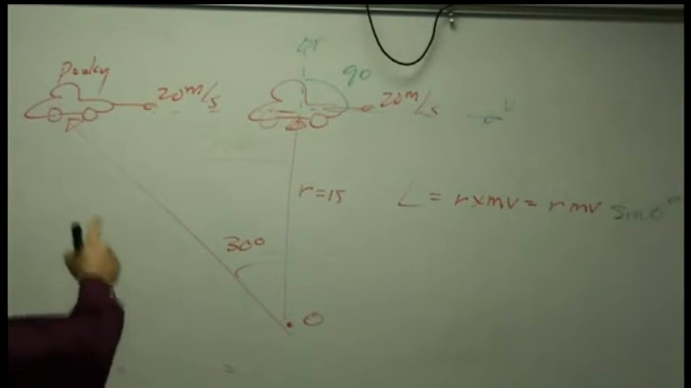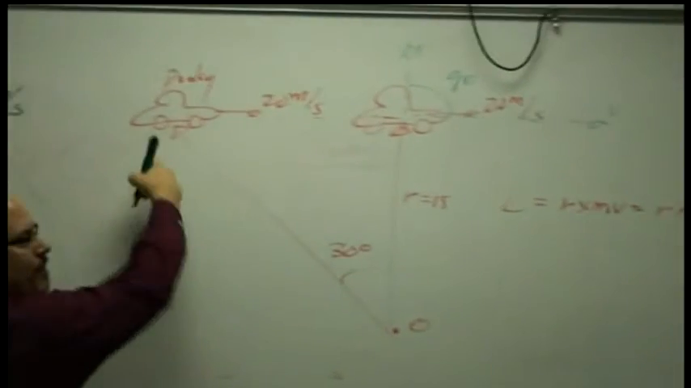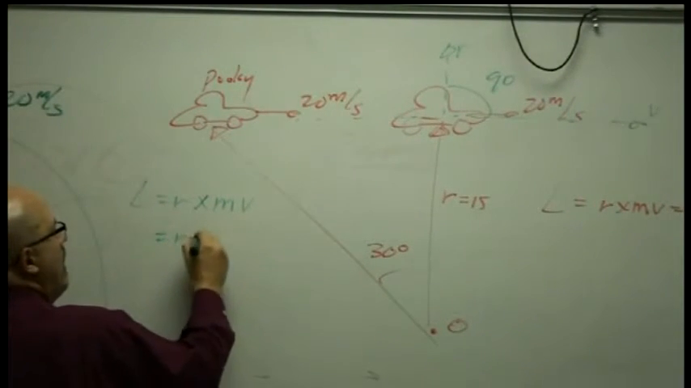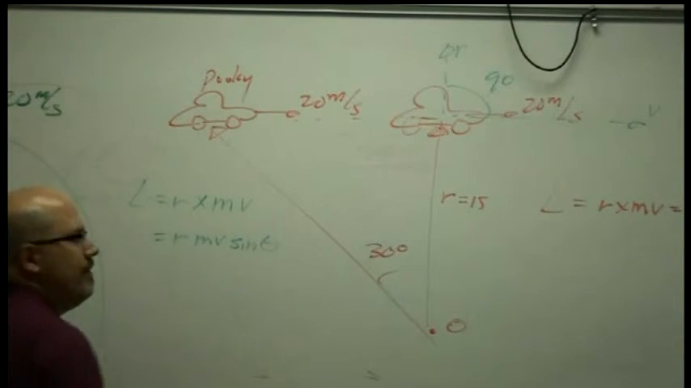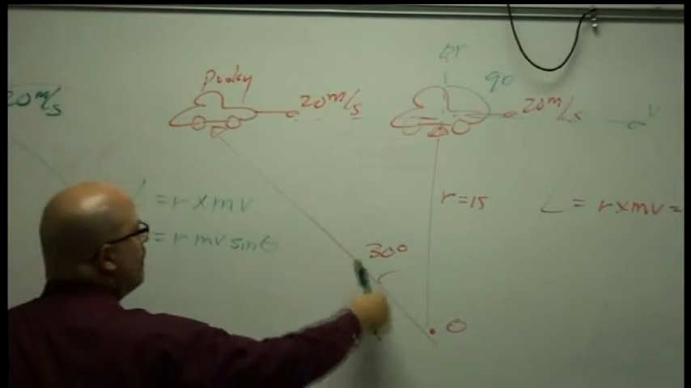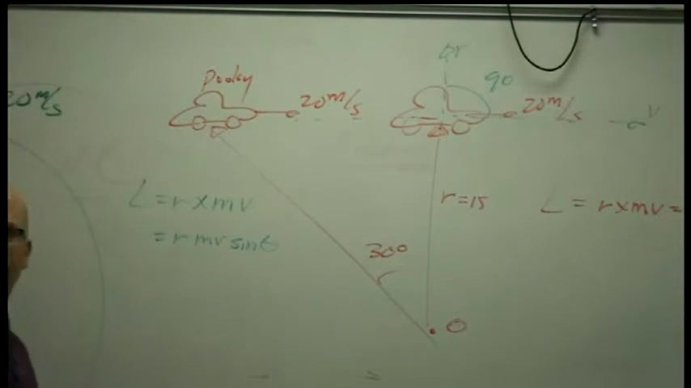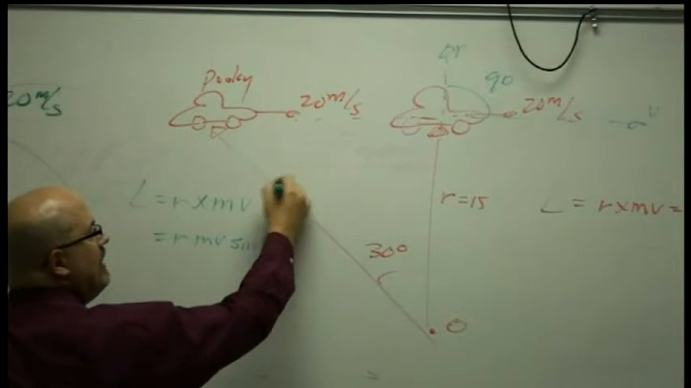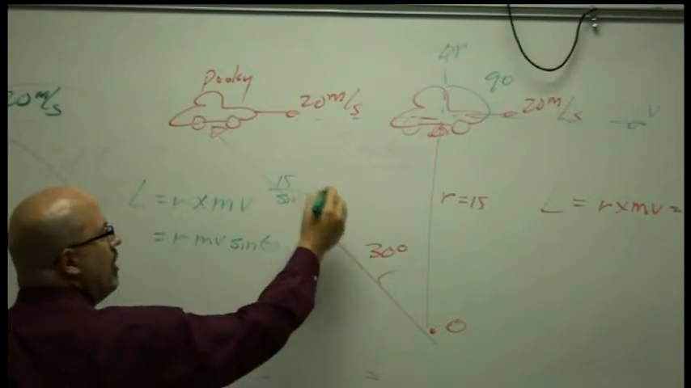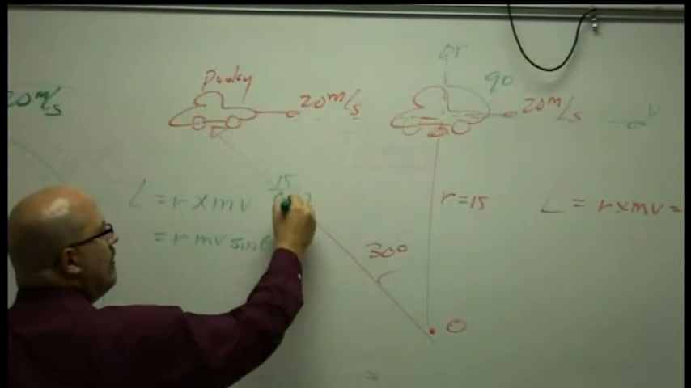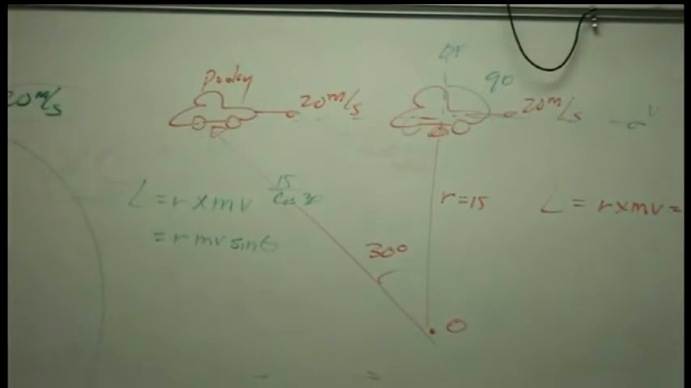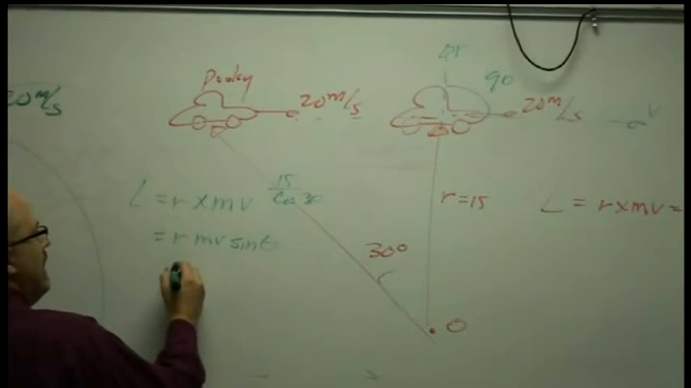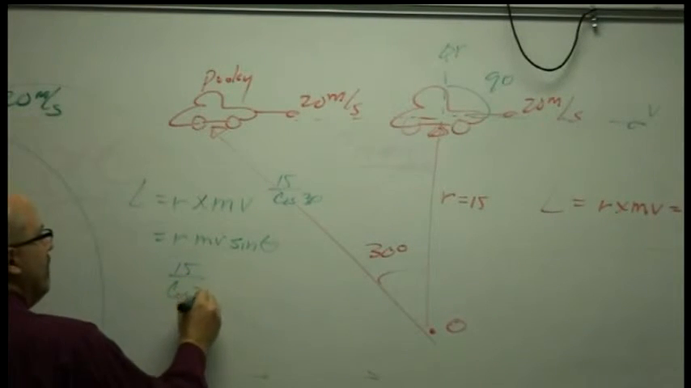Okay, here we go. What's Pookie's angular momentum right here? L equals R cross MV, that's RMV sine theta. What's the radius right here? It's 15 over the cosine of 30. That's going to be 17 or something, right? So here's my length. The radius is 15 over the cosine of 30, correct?